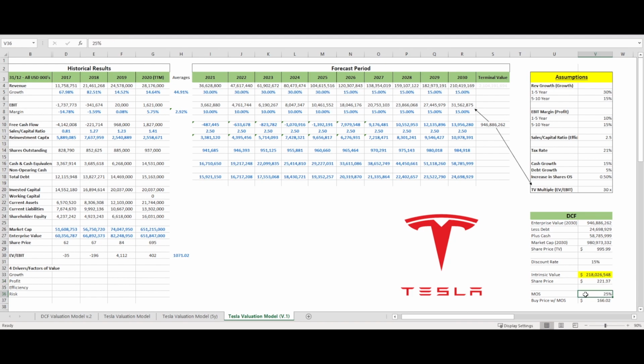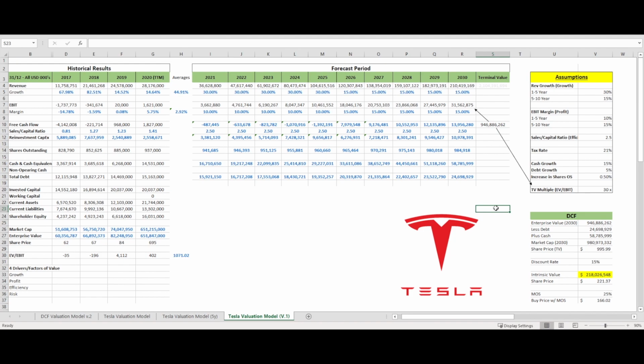Forget about the margin of safety for now. If we go with a more basic discount rate or average discount rate of 10%, that does push the needle a little bit. $353 billion, 358 per share, but still doesn't quite get us to what we want.